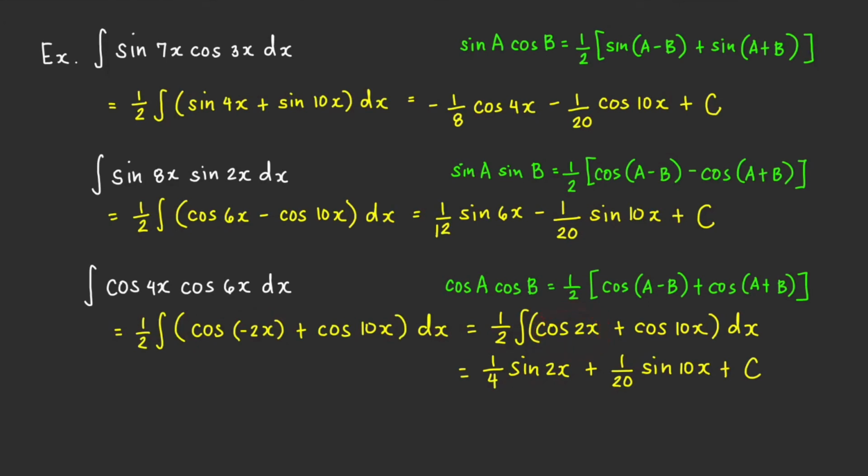And now we find the antiderivative of each. Antiderivative of cosine 2x is sine 2x over 2 times 1/2. So you'll have here 1/4. Antiderivative of cosine 10x is sine of 10x all over 10. And then times 1/2 again, you'll get 1 over 20. And then plus c.